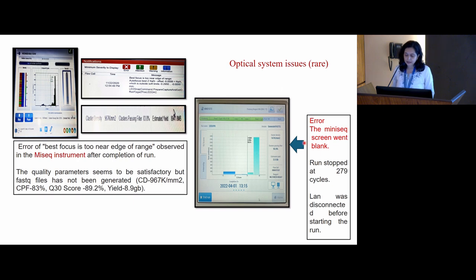This is another optical system issue. In MiSeq, one run was stopped at cycle 279. Immediately the screen went black. So this was an error in the optical system. It was not an error of the library preparation or something that we had made.